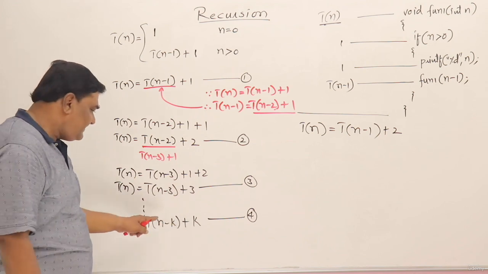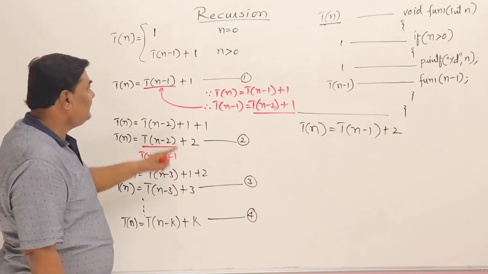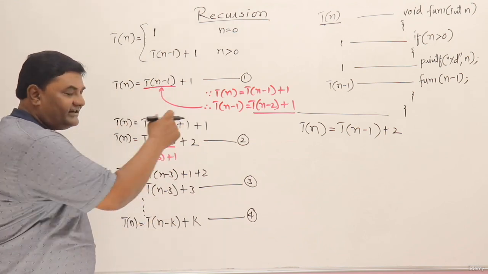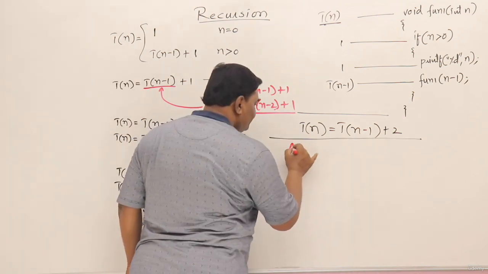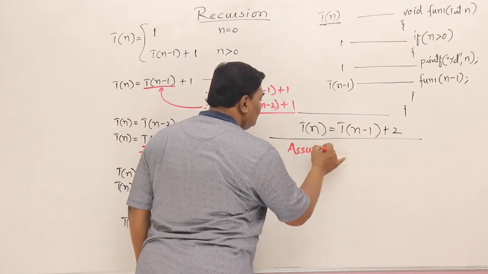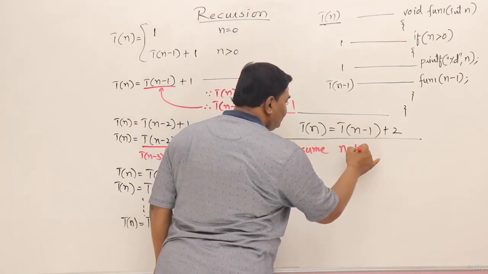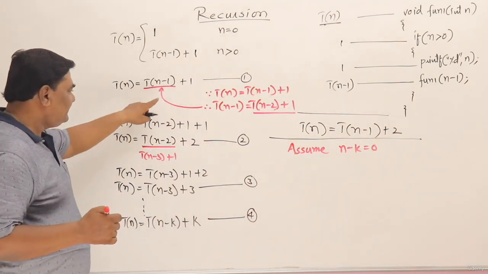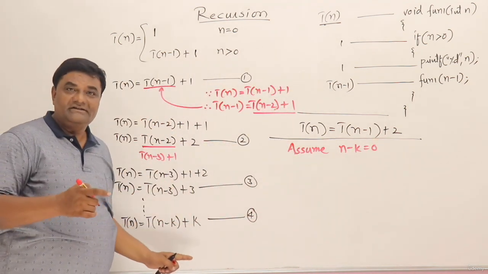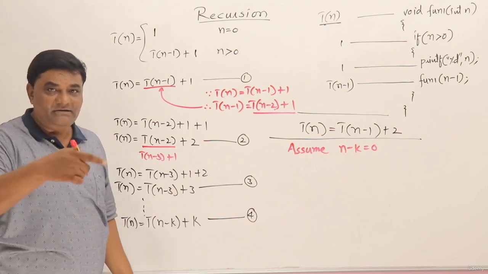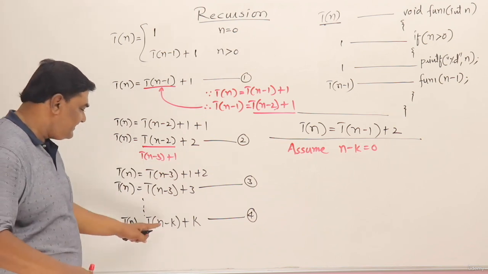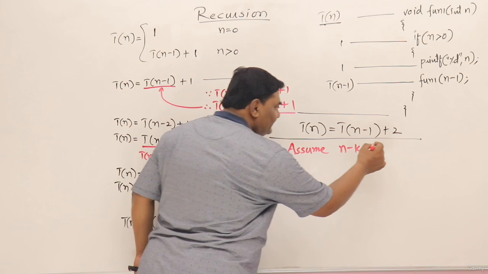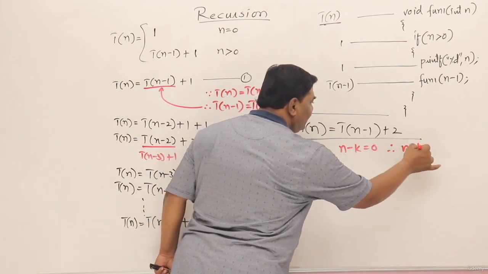Now we say that this n-k has actually become 0. So on that side I will write down, assume that n-k = 0. It means we have n-1, which we made n-2, then n-3, and so on, up to what? It became 0. So we assume that this has become 0. Therefore, n = k.